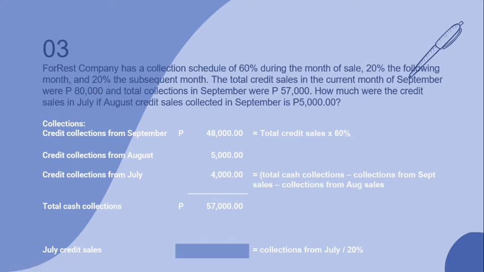So, let's say September man karon. Kanya, 2 months ago is July. Meaning, ang atong collection, kaning 4,000 is already 20% of the credit sales sa July. So, mag-tweak ta gamay sa percentage base rate na formula. So, ang atong collections from July na 4,000 divided by 20%. So, we have 20,000. So, kani ang atong answer. Ang July credit sales is 20,000.